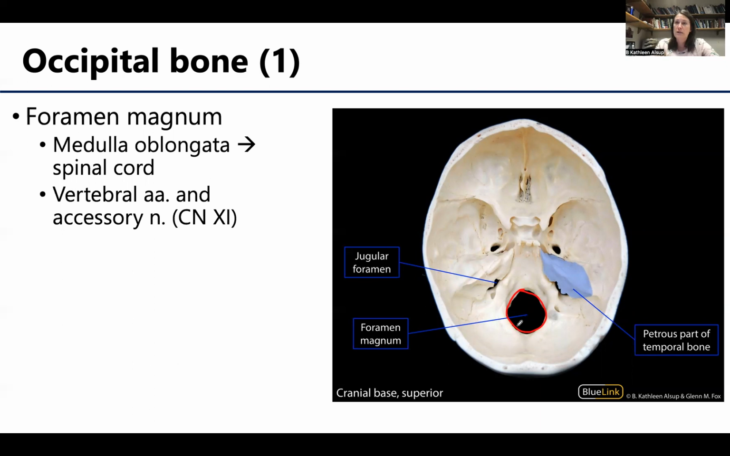It is here in the foramen magnum that we get a transition from the brainstem, specifically the medulla oblongata, which is the most distal portion, to the spinal cord. So once you're past the foramen, inferior to the foramen magnum, that's considered the spinal cord. You're going to have the vertebral arteries traversing through this region. And then again, as I mentioned, you're going to have that accessory nerve, or cranial nerve 11, come off of the spinal cord, come up through the foramen magnum, and then almost immediately exit the skull again via the jugular foramen.